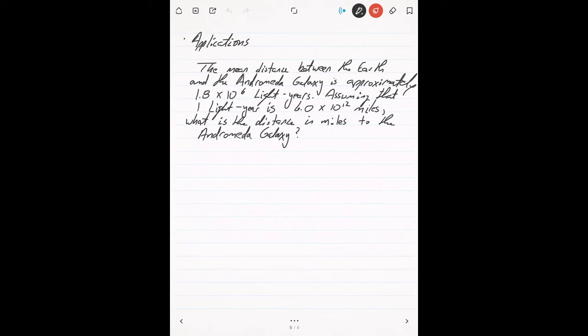And it's one that, I believe, is estimated to be on a path to colliding with the Milky Way galaxy. But that's not going to happen for probably a couple billion years. So, the distance between Earth and the Andromeda Galaxy is approximately 1.8 times 10 to the 6th light years. That's our unit of distance, light years. Assuming that 1 light year is this many miles.